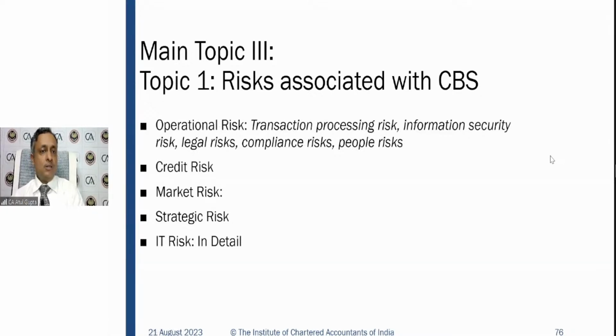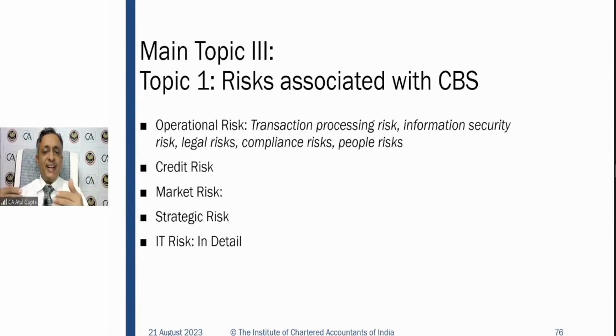Now again, this is important. The risks as defined in the module include operational risk, credit risk, market risk, strategic risk and technology risk, which we are going to take from the module in detail. Operational risk includes risk that may come from transaction processing, information security, legal compliance and people related risks. So you need to have proper controls to mitigate the possible losses that you may get from these risks.